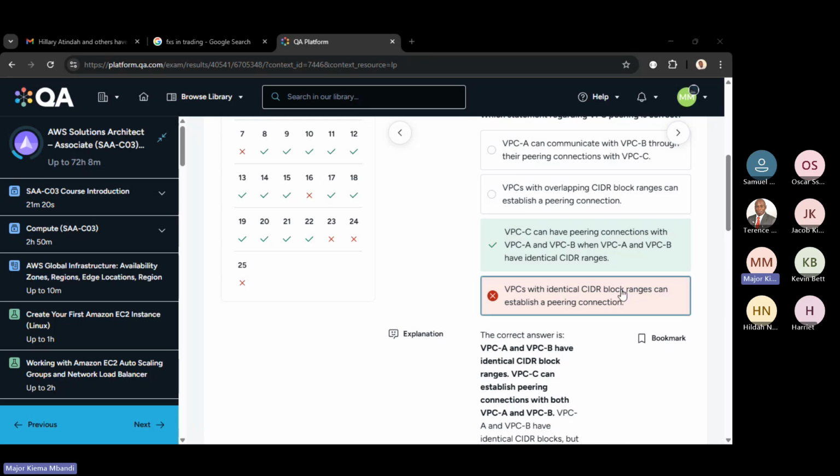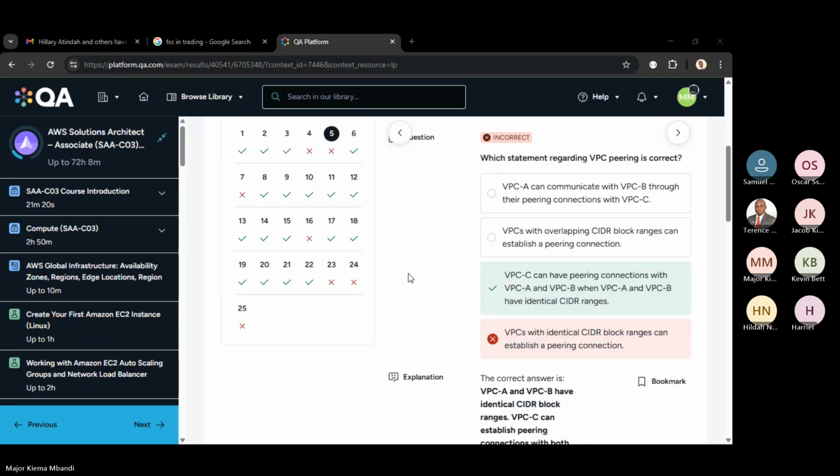I think on this one, just to add, maybe it was the English that someone confused, because identical means they share the same CIDR block, and you see they'll cause a conflict. Maybe you think that identical means each has its own, but it means they share the same CIDR block ranges.